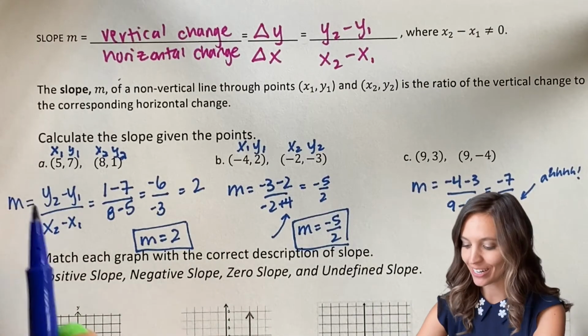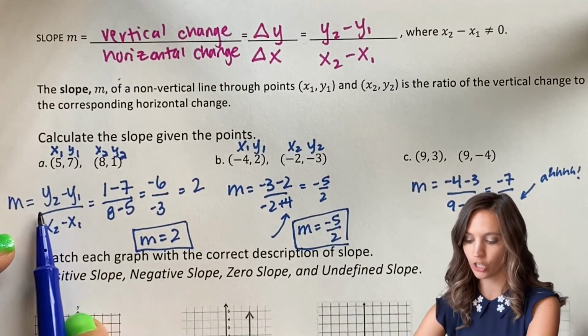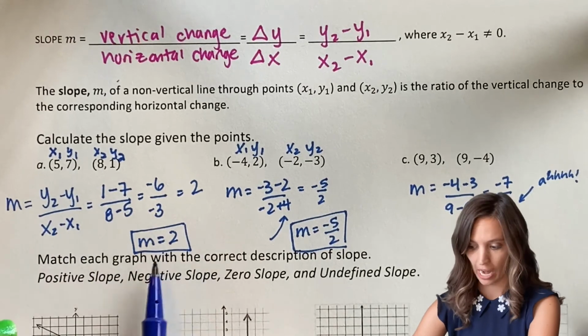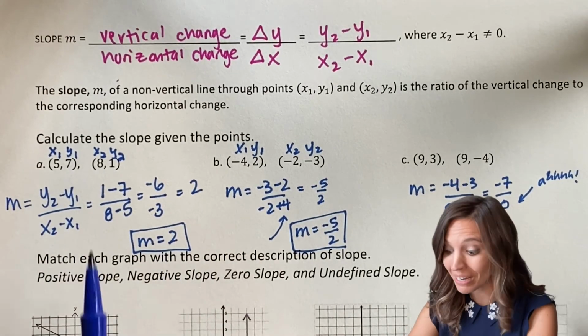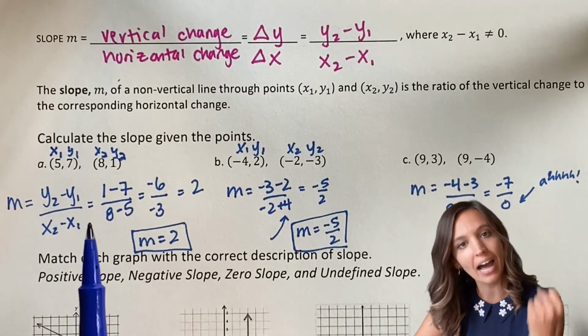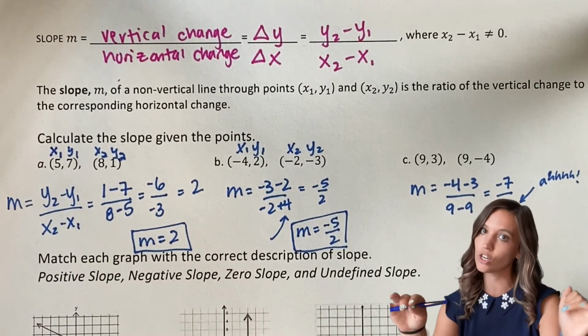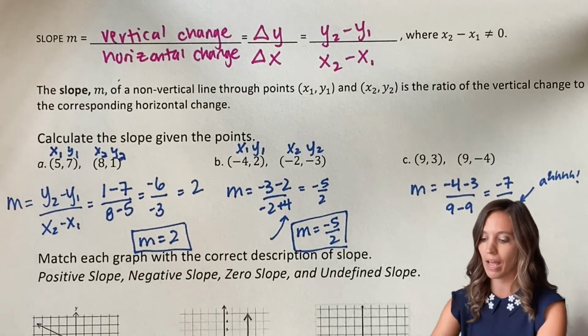Okay, let's see how you did. So for A, it looks like we've got our change in y over our change in x, and I got m equals 2. Did you get m equals 1/2? Then you're mixing up your x's and your y's. Remember, it's gotta be the change in y, that vertical change on top, divided by my horizontal change.